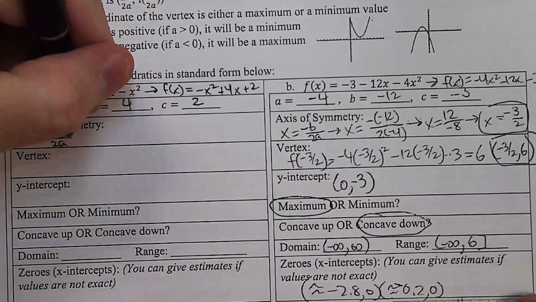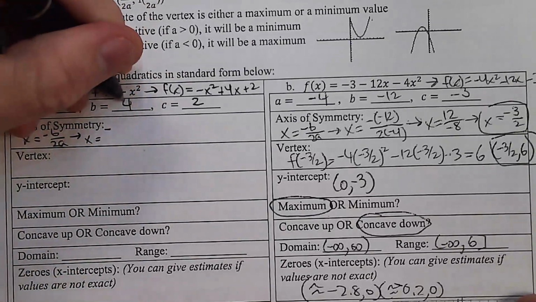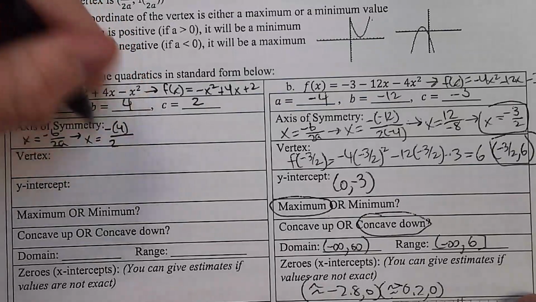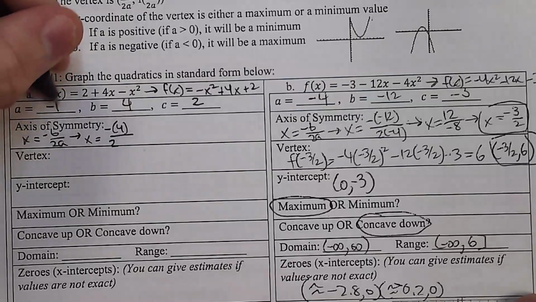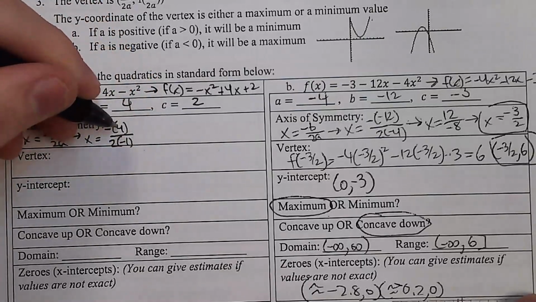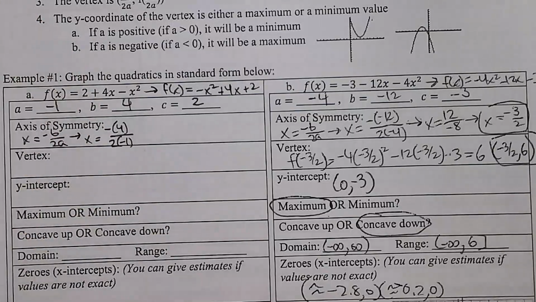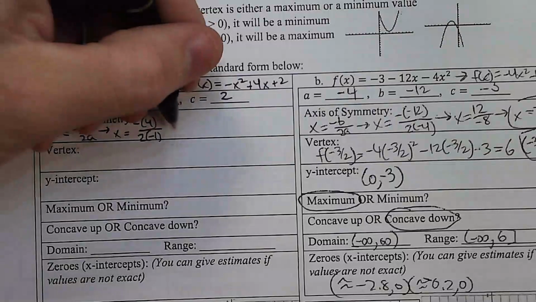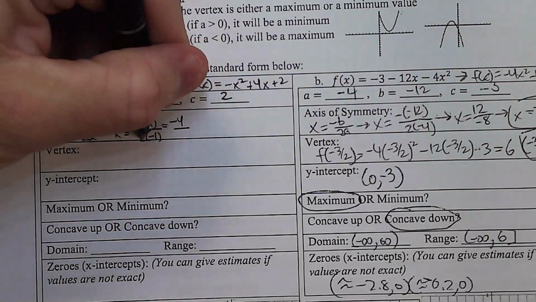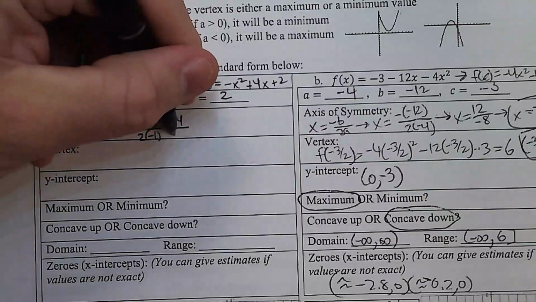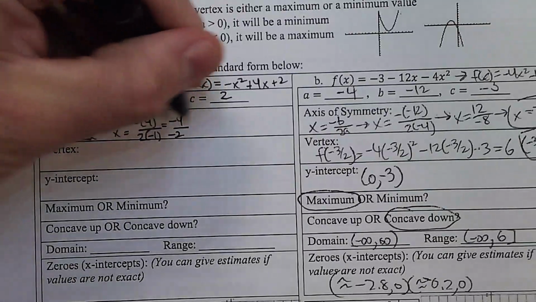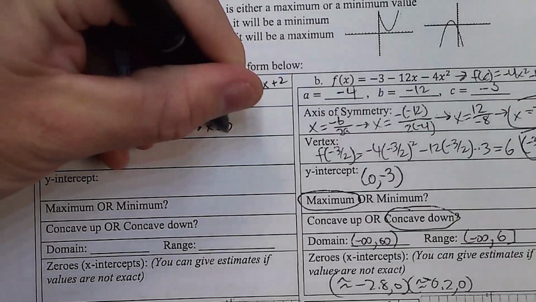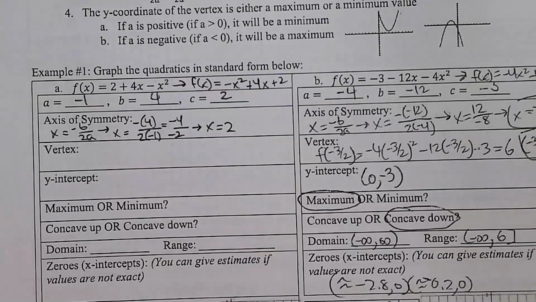What is b? 4, right? What is a? Negative 1. So it'd be negative b, so negative times 4 divided by 2 times negative 1. What's a negative times 4? Negative 4. What's 2 times negative 1? Negative 2. Negative 4 divided by negative 2 is what? 2. Good. So x equals 2 is the axis of symmetry.